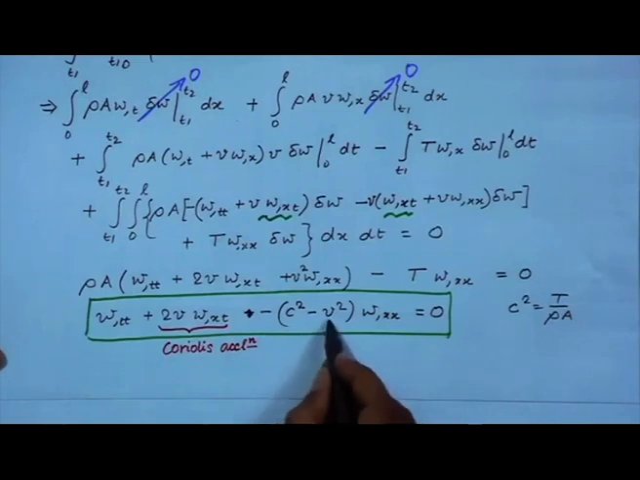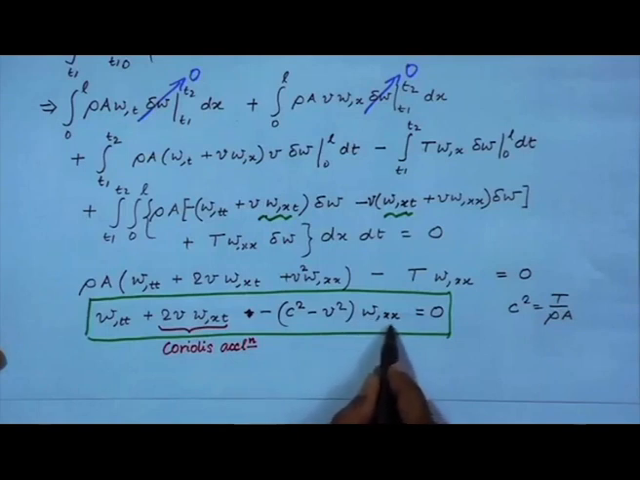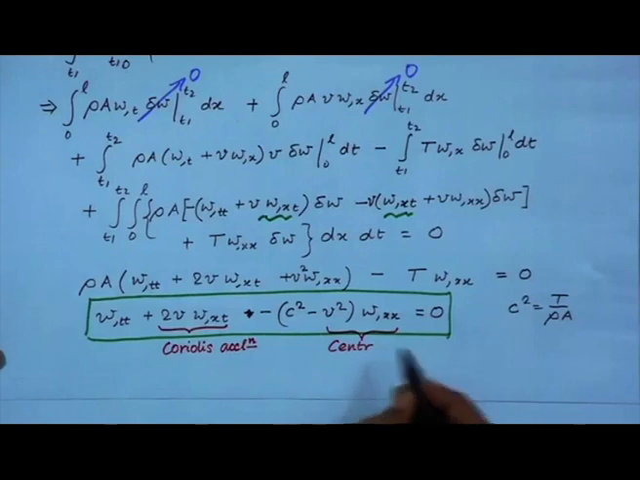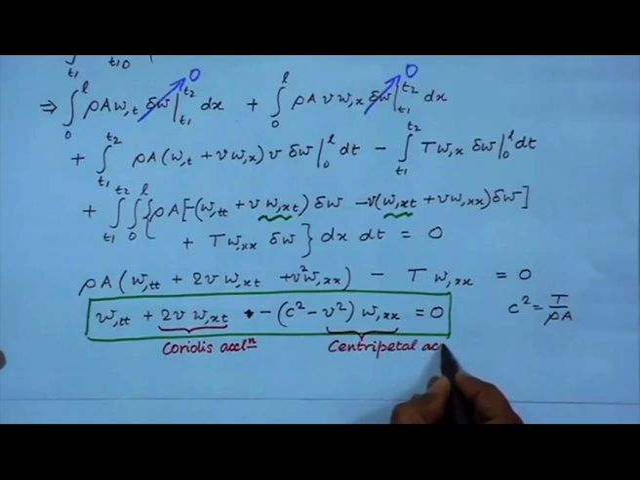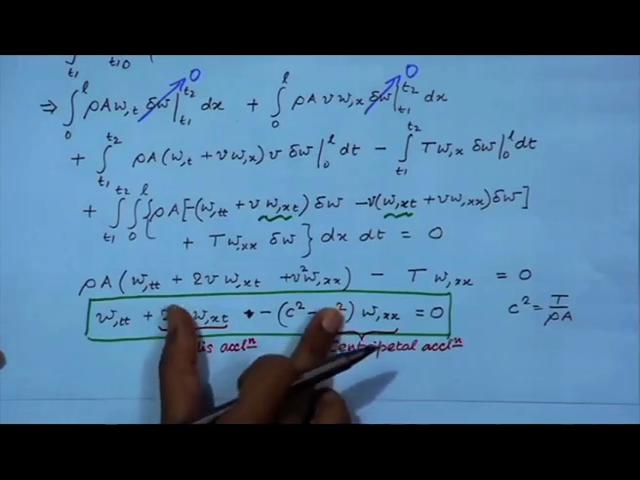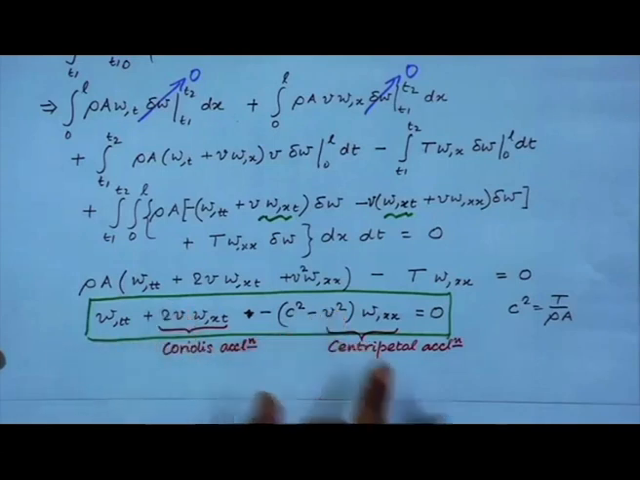While this v square del square w del x square term is the result of the centripetal acceleration. So, if the velocity of translation goes to 0, these two terms will vanish, and then you recover back the equation of motion of a normal string.